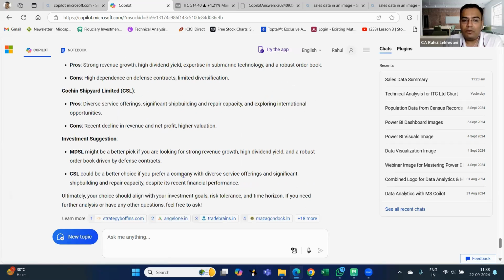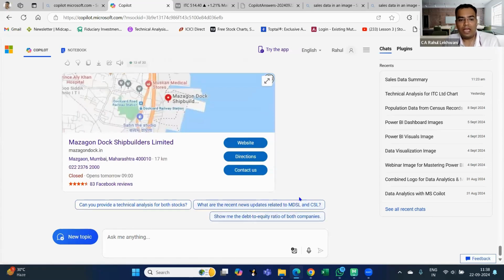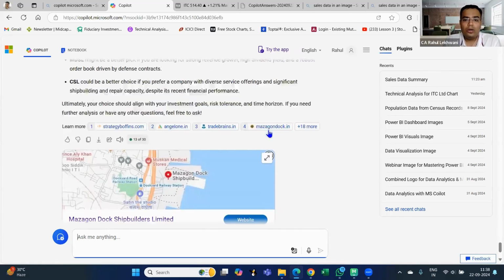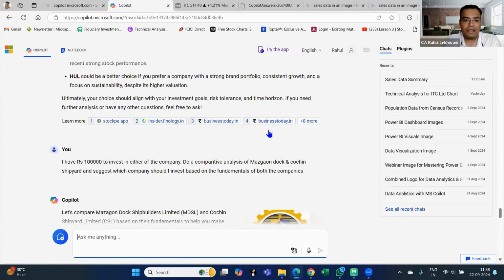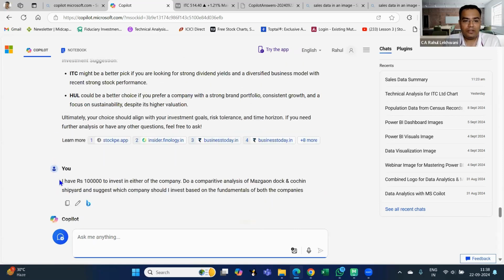Coaching Shipyard is a better choice if you prefer a company with diverse service offering segment and this and that. Okay. So Jeevan is asking, can we compare two top companies from the sector? Okay. So let us just use the same logic.